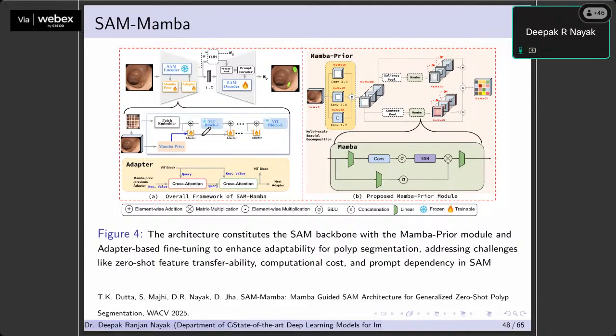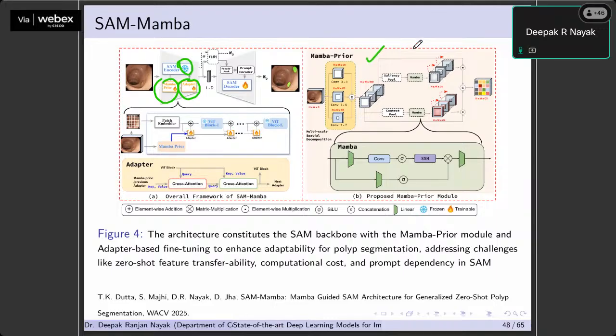So instead of training the whole backbone, the SAM encoder and the SAM model, you can focus only on these adapter modules, with which you can inject information into the SAM encoder. You can see over here, the SAM encoder itself is frozen, but what we are training is only the adapter module. The adapter module which we proposed is known as a Mamba prior adapter module.